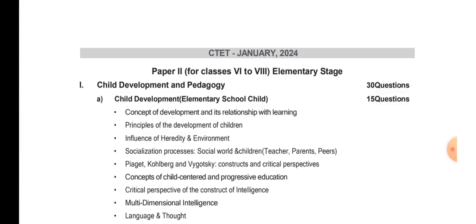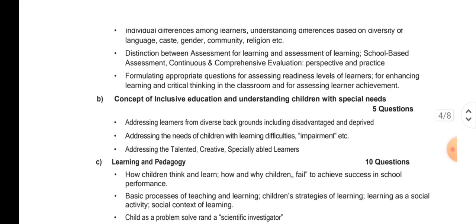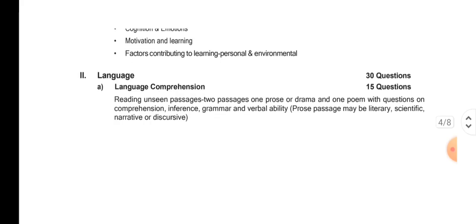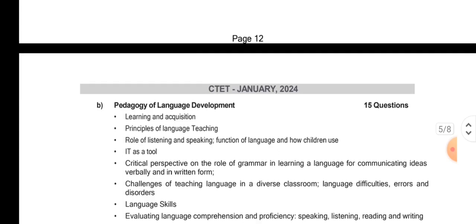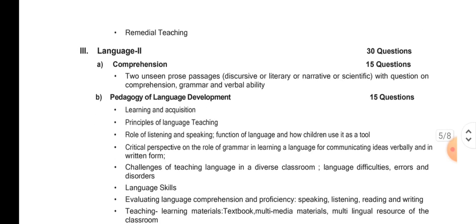So this will be compulsory for everyone. Those from arts background also have to write this, and those from science background also have to write this part. Then language is also compulsory for arts also, for science also. By arts I mean social science. Then language 2 is also compulsory for arts background also, for science background also, right?